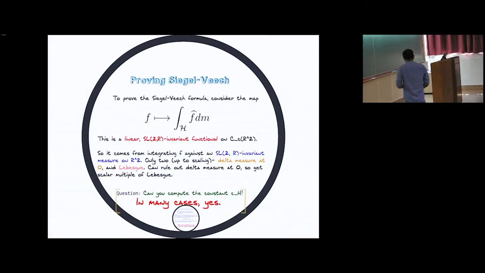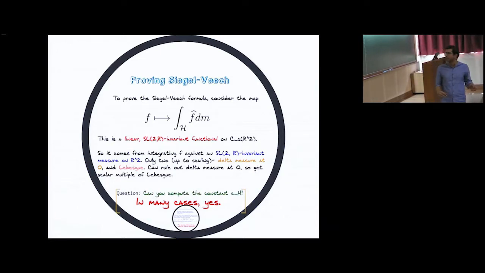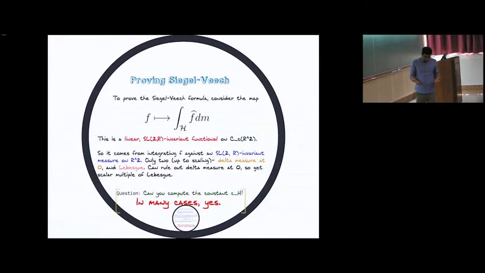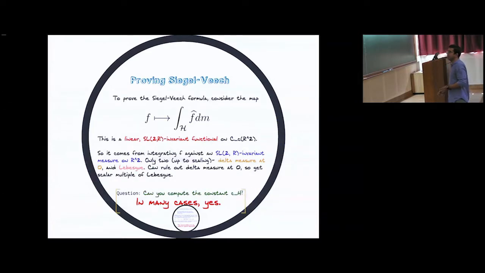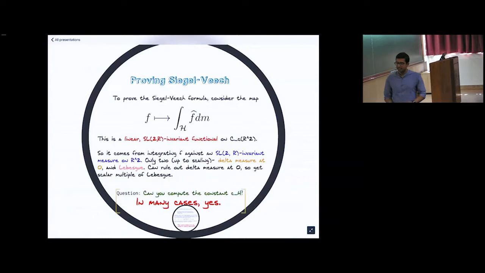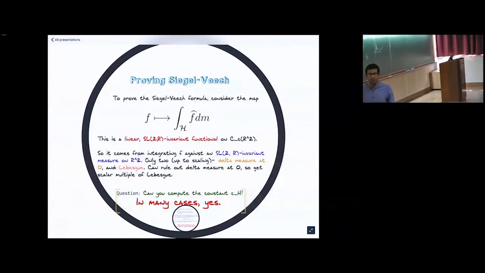And the amazing thing is, once you decide on a scaling of the measure on R2, you get a number. But remember, deciding on the scaling is the same thing. There's only one normalization to fix once and for all. So the question now is, can you actually compute this constant C_H? And now actually the answer is yes in a huge number of cases.